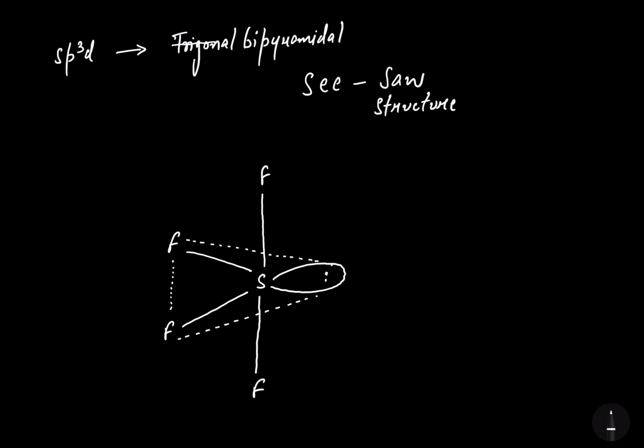This structure will be named as seesaw structure because one of the equatorial positions has been occupied by the lone pair. So we are not going to name it trigonal bipyramidal. It will be named as seesaw structure for the SF4.